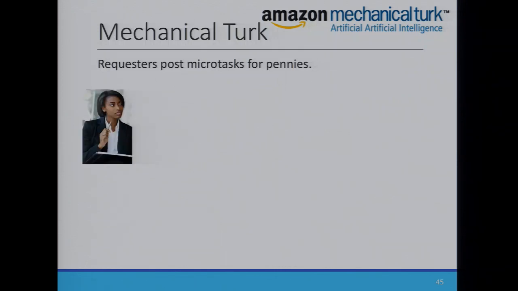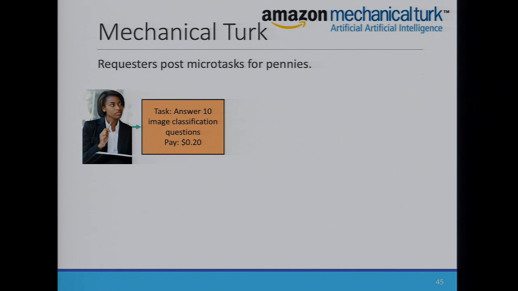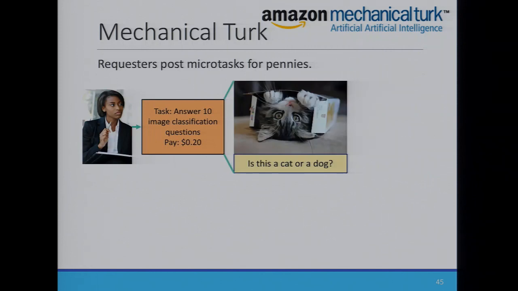So a requester shows up and they say, okay, I have a task. Answer 10 image classification questions. I'll pay you 20 cents. And the question is going to be like this. It's going to say, is this a cat or a dog? This is what I mean by a microtask. And then a worker will show up and do the task.